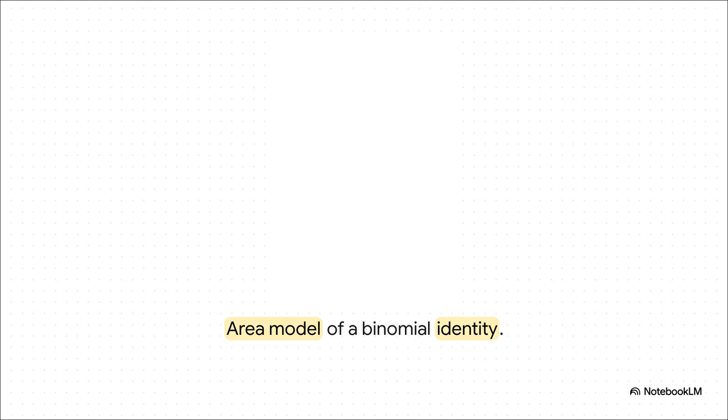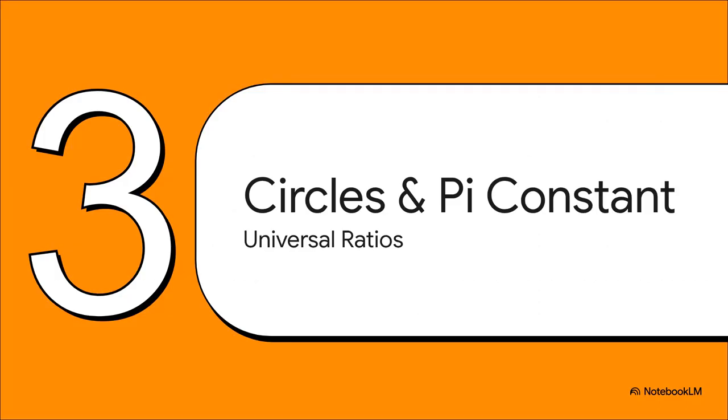So, quick recap. Perimeter and area aren't just arbitrary textbook rules. They are fixed, visual relationships tied directly to a shape's dimensions. Section 3, circles and the pi constant. Now, let's take this ratio concept and apply it to circles to uncover something truly universal.